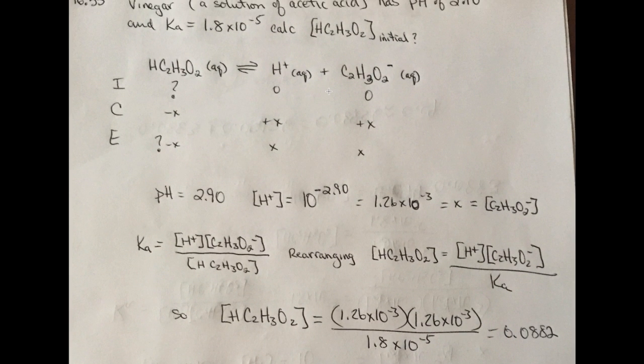So 16.55 is talking about a vinegar, which is basically just acetic acid and water. It's a solution that has a pH of 2.90 and a Ka of 1.8 times 10 to the minus 5. We want to calculate the initial vinegar, or acetic acid concentration in the vinegar. It says assuming acetic acid is the only acid in the vinegar, we'll calculate that initial concentration.